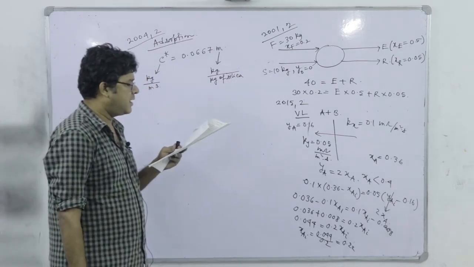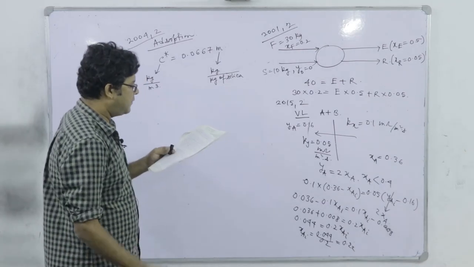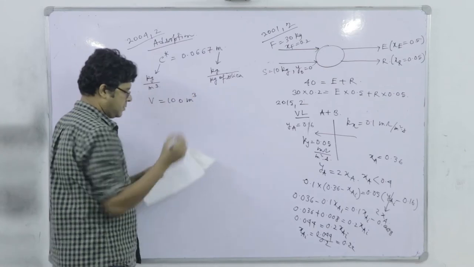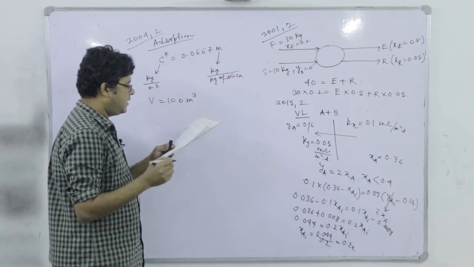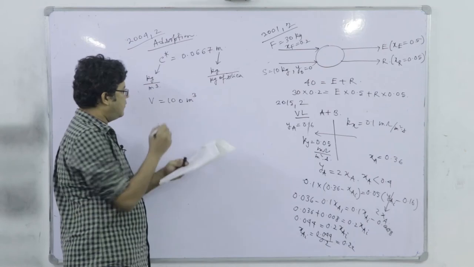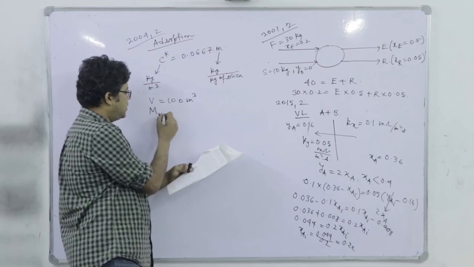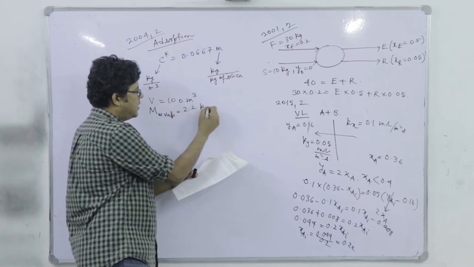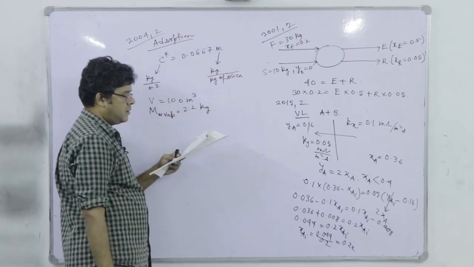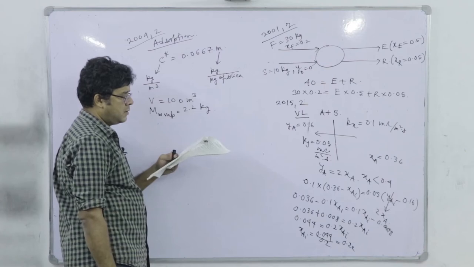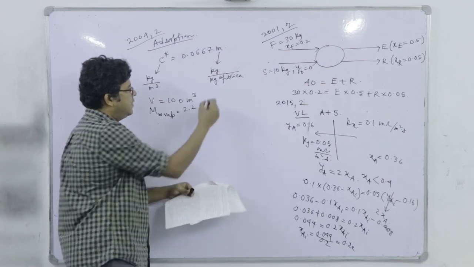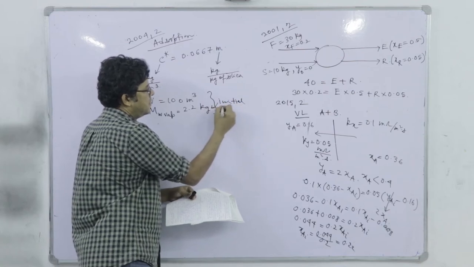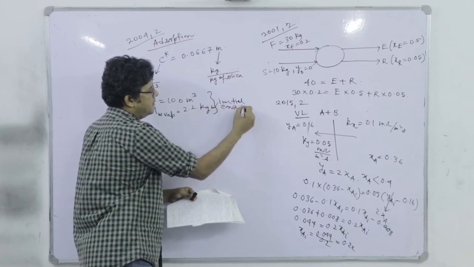To maintain dry condition in a room of air space 100 meter cube containing 2.2 kg of water vapor, total water vapor is 2.2 kg of water vapor initially. So this is the initial condition, right.